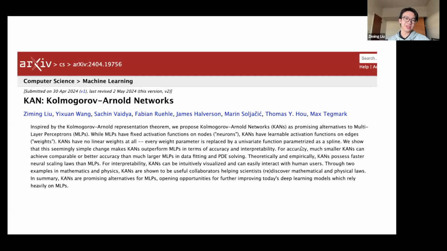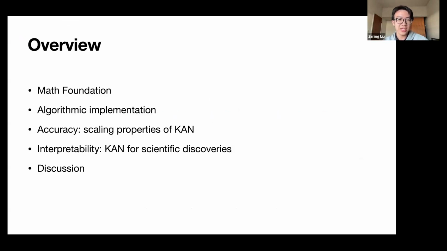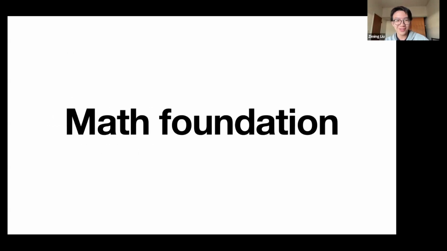This is the recent preprint we posted on arXiv like 10 days ago, which caused some attention in the AI community. So here's the outline. I will first talk about the math foundation and then some basics about how we actually implement this algorithm. Then I will talk about some good features of KAN from accuracy and interpretability perspectives, and finally some rumors that you might be interested to hear about.